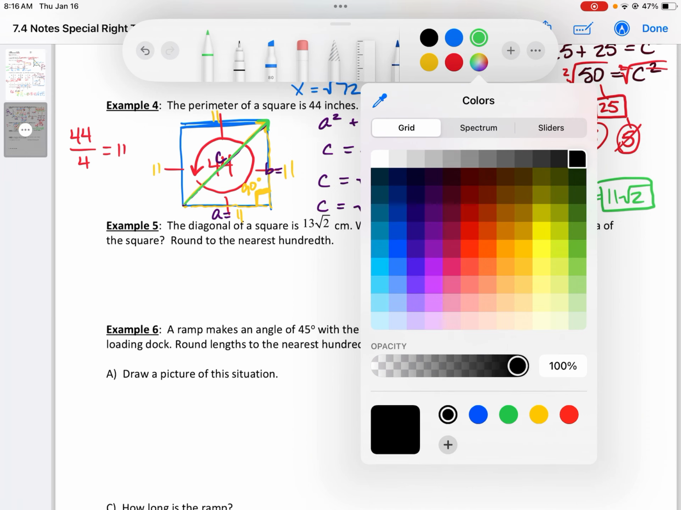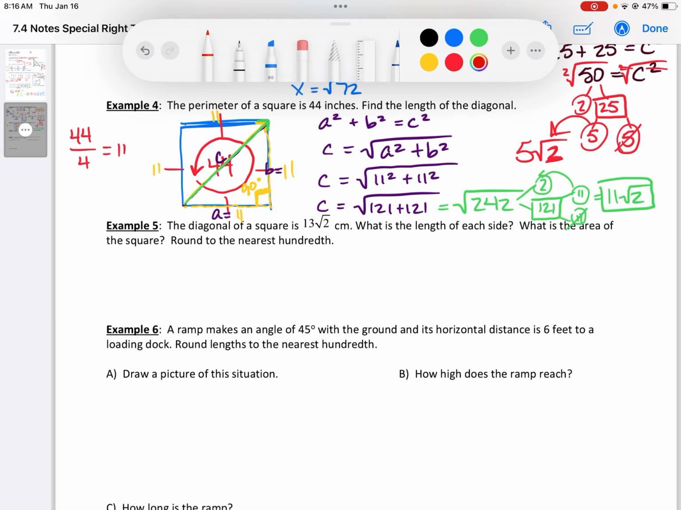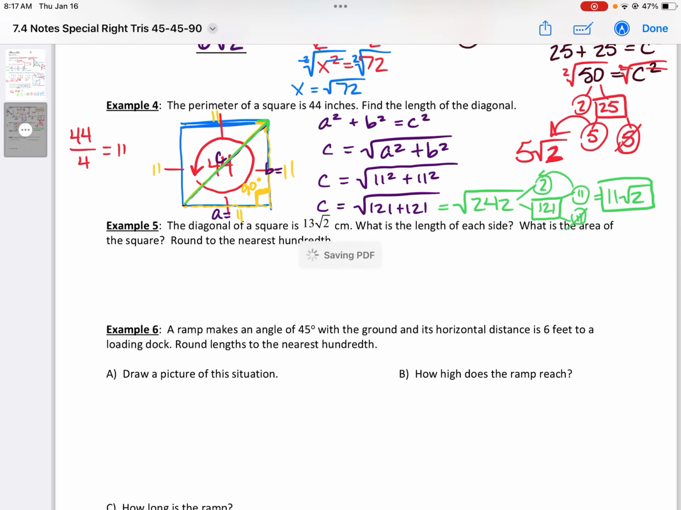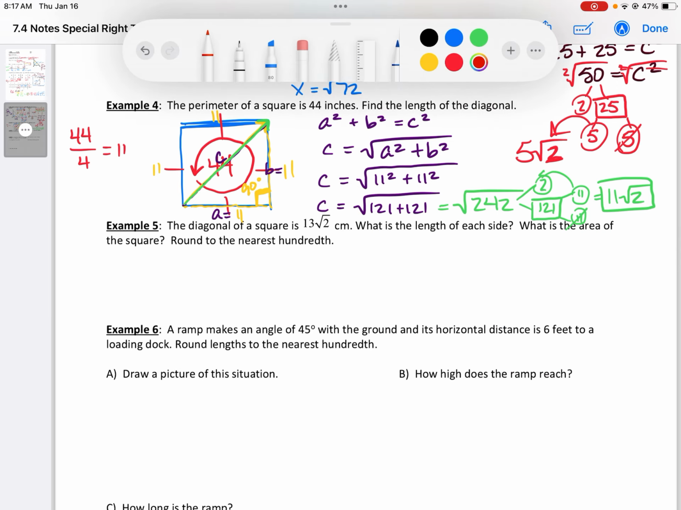Example number 5 works in a little bit different direction. It says the diagonal of a square is 13 times square root of 2. This one, I feel like we're getting to the point we could not do any math and have a good idea of what it is just based on the patterns we've been seeing. But let's confirm.